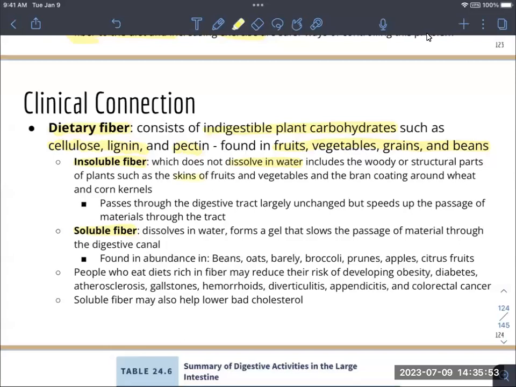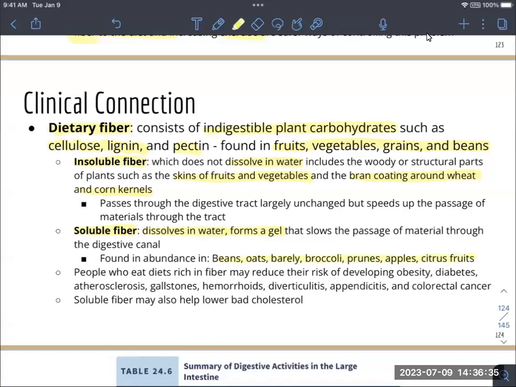We find it in the skins of fruits, vegetables, even around wheat and corn kernels. This passes through the digestive tract, really not changed at all. So it helps to kind of speed up the movement of everything through that digestive tract. Soluble means it dissolves in water, so we form a gel. And it helps, or it slows the passage of material through that digestive canal. So beans, oats, barley, broccoli, prunes, fruits, citrus fruits.